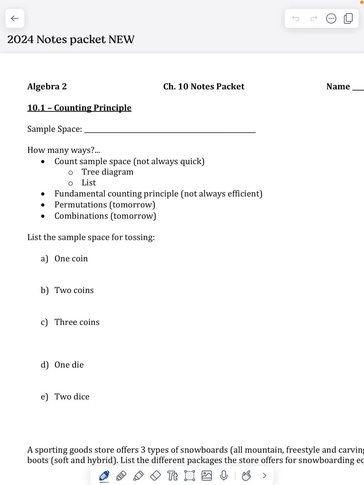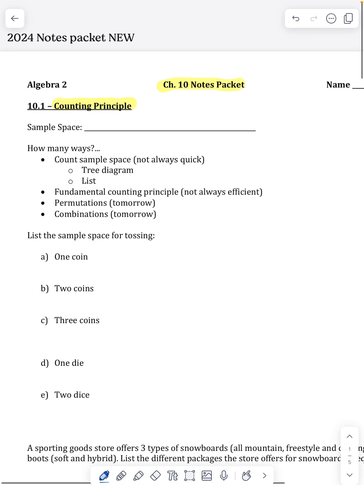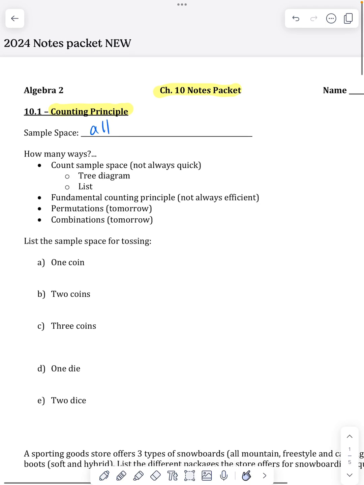All right, ladies and gentlemen, let's do probability, chapter 10. So we are going to learn how to count, which is excellent. When you're doing a sample space, we're going to talk some probability language, even though right now we're just learning how to count up the ways things can happen. But a sample space is going to be all the possible outcomes.